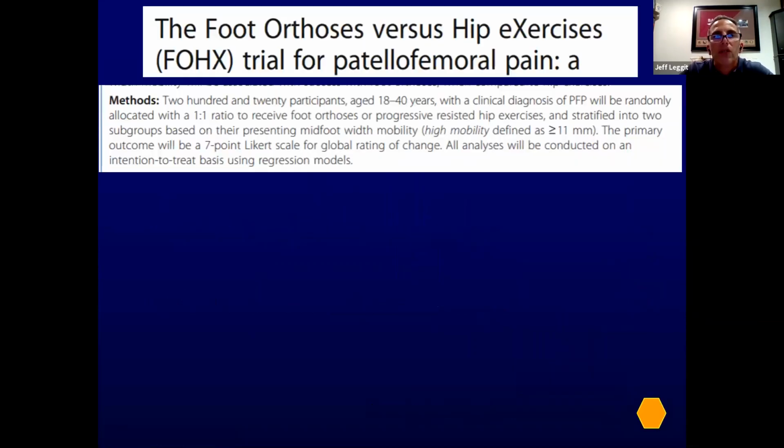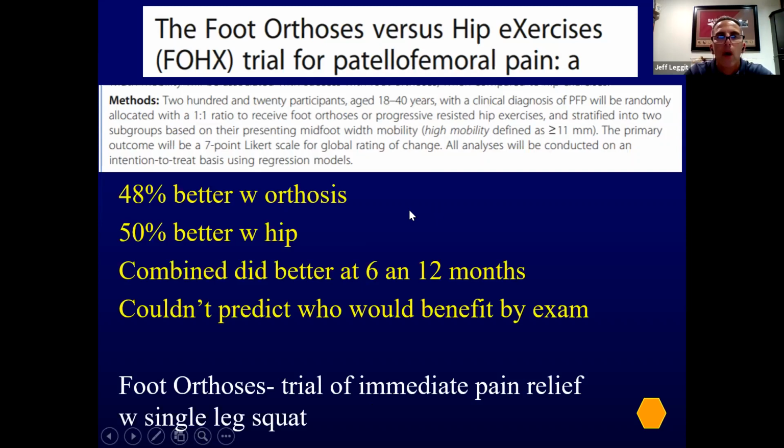Now let's talk about foot inserts. And so this is an interesting study. They had 220 patients and they randomized them, regardless of what their exam was, to foot inserts or hip exercises. And what they found was 48% got better with the foot inserts, 50% got better with the hip exercises. When they decided to combine them, all did better, but they couldn't predict who would do well, regardless of their physical exam, which is why you need to make sure strength is good.